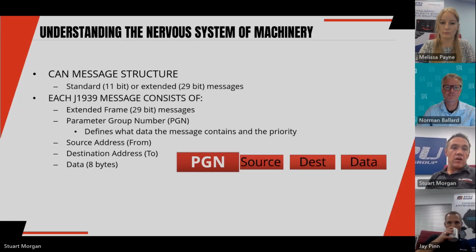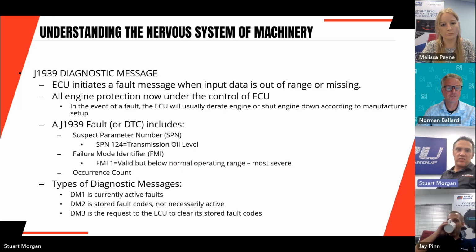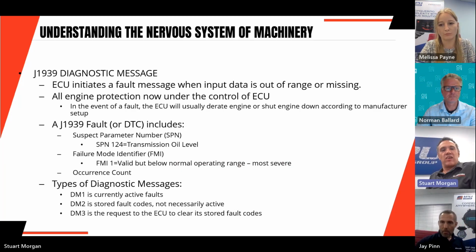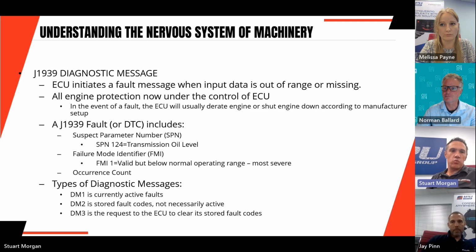So what is the J1939 diagnostic message? Basically, as well as all the real-time information, like what the oil pressure is and what the engine temperature is, you also get diagnostic messages. There are 3 levels: a DM1, a DM2, and a DM3.